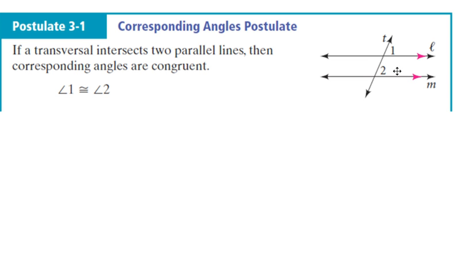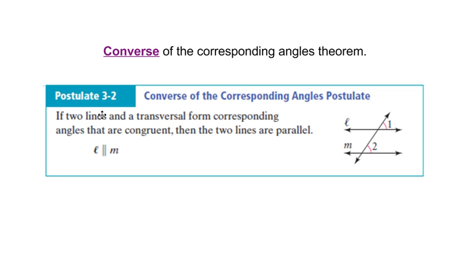Then angle 1 and angle 2 are congruent to each other. So what we're going to do is form the converse of this, which should be in your notes. The converse says if two lines and a transversal form corresponding angles that are congruent, in other words, lines L and M are just two plain old lines intersected by this transversal, and if angle 1 is congruent to angle 2, then these two lines, L and M, are parallel to each other.